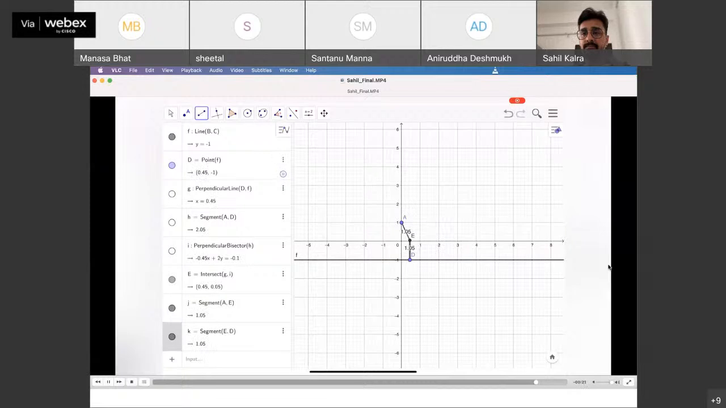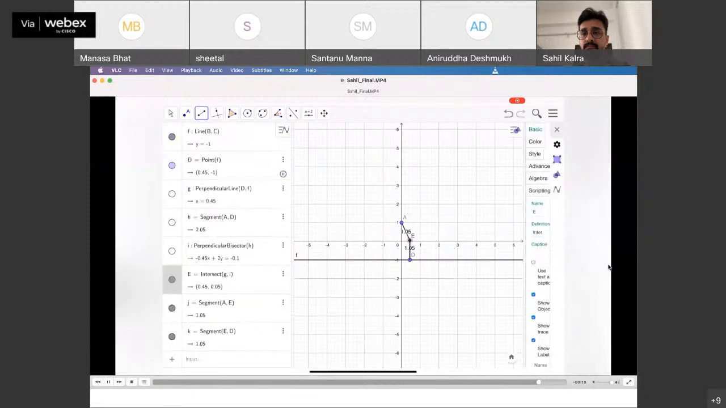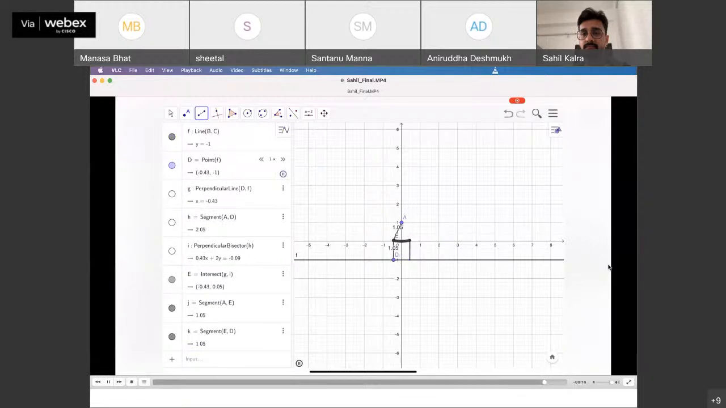Now we'll try to trace this point E. If we trace this point E, it will give us a parabola, which you can easily see in this video. Also, the vertex of this parabola is (0, 0), the focal point is (0, 1), and the equation of the directrix is y equals -1.